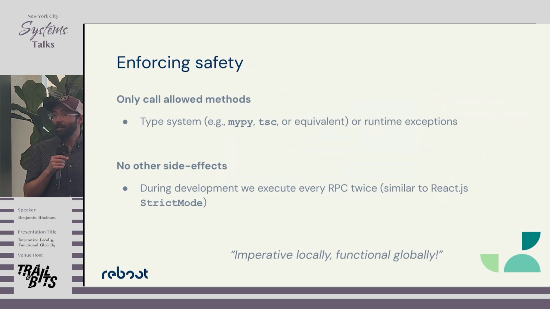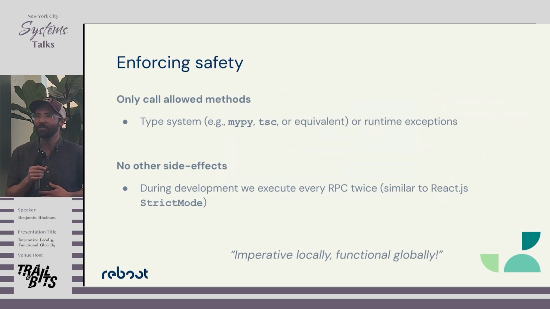We don't do anything like that. We do a little bit of type system stuff here, which helps. But the way that the programming model tries to improve this is during development, when you're running your code, or if you turn on a flag, we just execute every RPC twice. You're going to find out really, really quickly if you happen to be calling out to some external system in which you're performing a side effect.